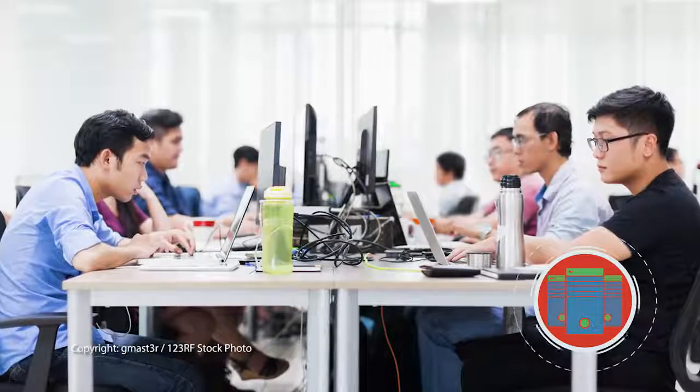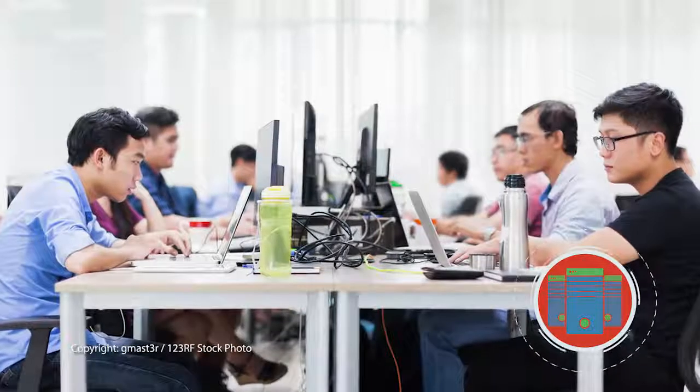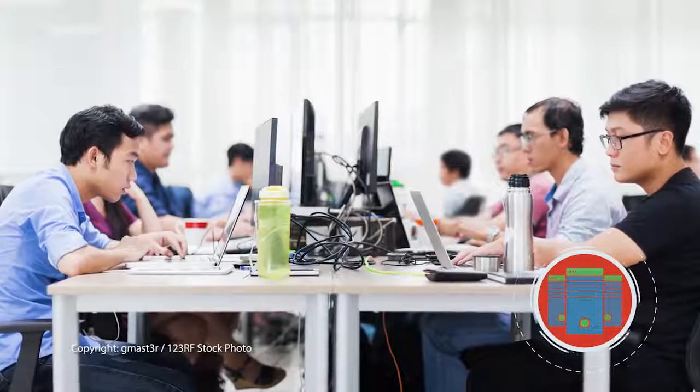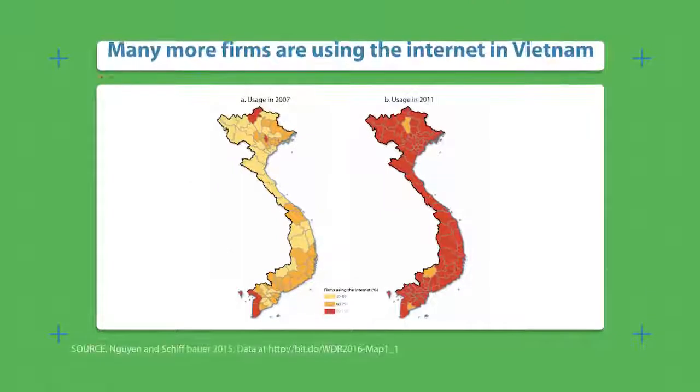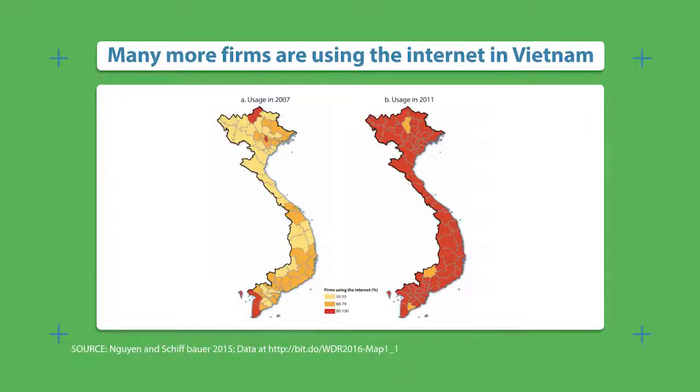Developing countries such as Vietnam have invested heavily in the rollout of broadband internet infrastructure in recent years. As a result, the share of manufacturing and service firms in Vietnam using the internet for business activity rose to 71% in 2007 and 86% in 2011. Internet access was up almost uniformly across all provinces, as we can see in the map here.